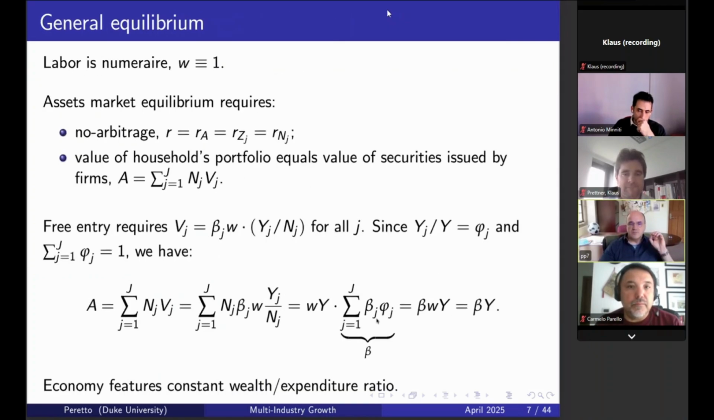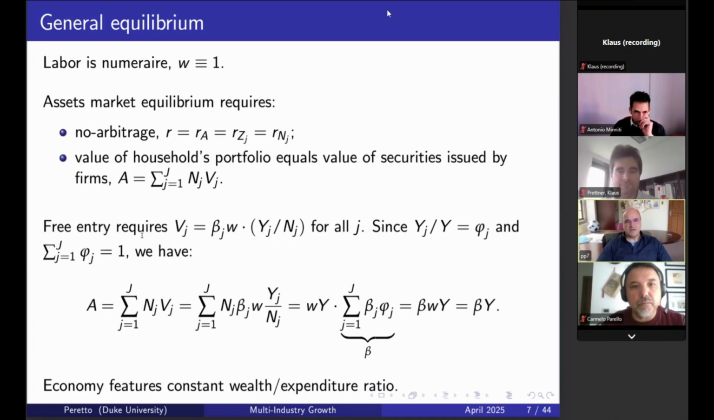All right, so the beauty is that aggregation works like a charm. I set again the wage equal to 1, so that everything is measured in units of labor. No arbitrage tells me that I should equalize all rates of return. Then I have the firm portfolio. Notice that now the portfolio is the summation of a heterogeneous equity, because equity in industry J is different from equity in industry I, different from J, etc.